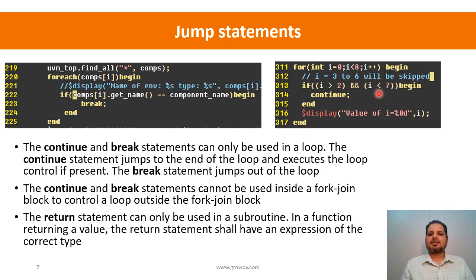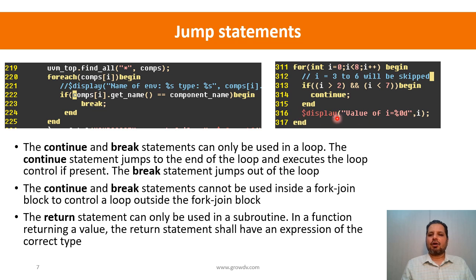For example, in this case, we are looping from 0 to 8, and if the value of index is greater than 2 and less than 7, we are saying continue. Which means that when the value becomes equal to 3, it will go back and it won't display that particular number in this case, right?